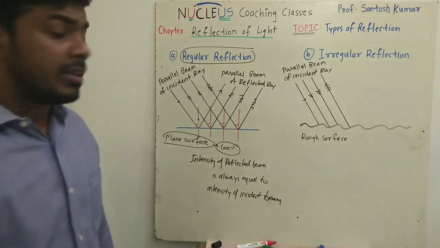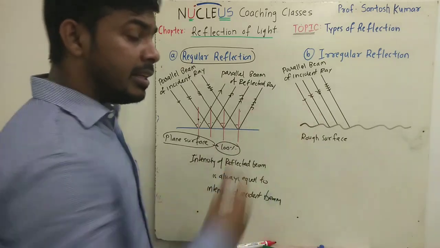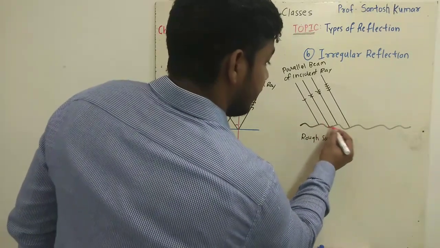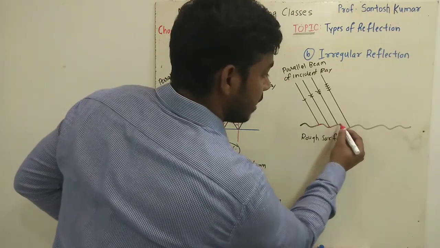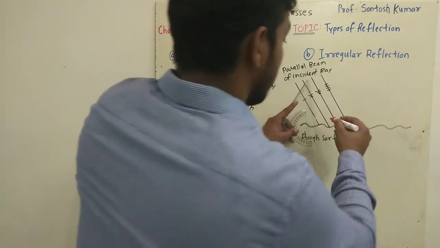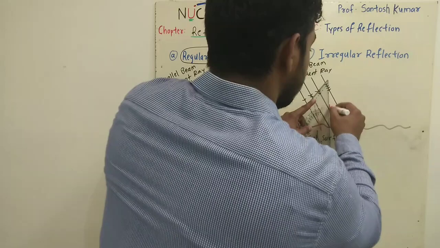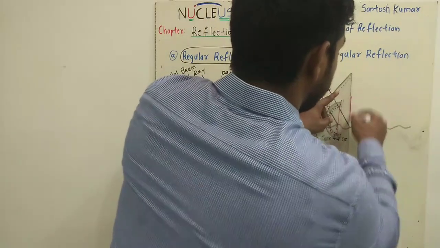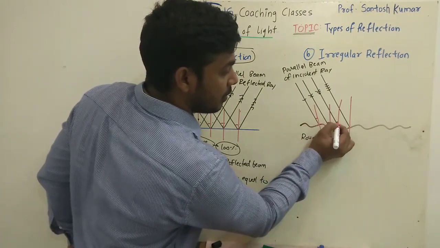But what if the surface is rough? Even though the surface is highly polished, if it is rough, at the point of incidence, if we draw the normal, remember the surface is like this. So if I draw the normal in each case, the angle of incidence will be different, right? Here the angle of incidence will be different, and here too the angle of incidence will be different.